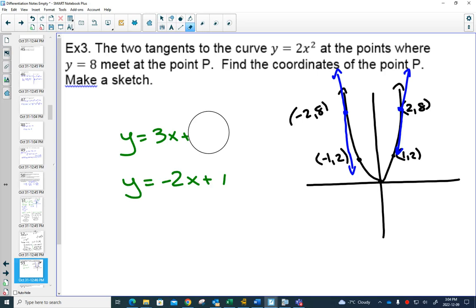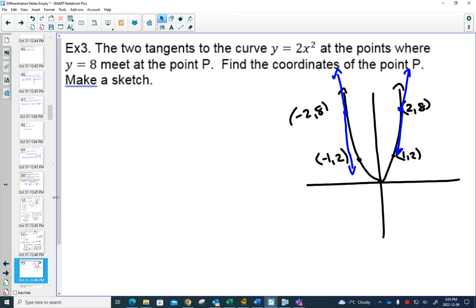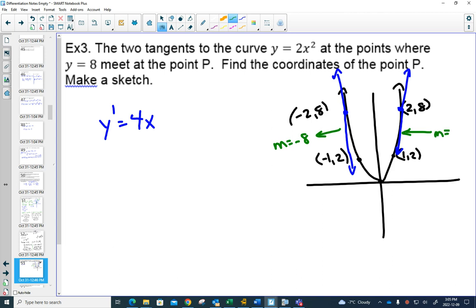All right. So, if we look at the first one, we're going to need to find our derivative. That's super easy. And if you plug in this point, can you see that the slope of this line will be negative 8, and the slope of this line will be positive 8. Really easy to do, we just have to plug in x. So that was nice.